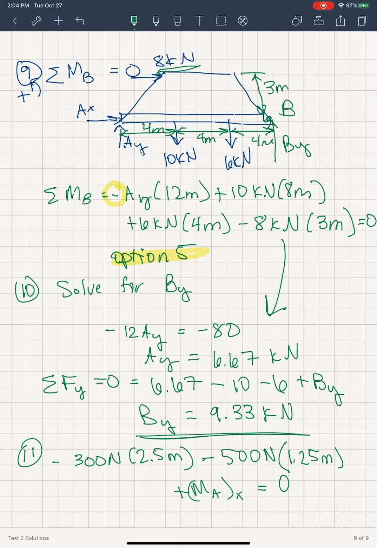So we have Max for options 2 through 5, so it's one of those. Minus 500 times 1.25, so it'll be option 2 or 4. And then minus 300 times 2.5, so it would be option 2. So that's it.